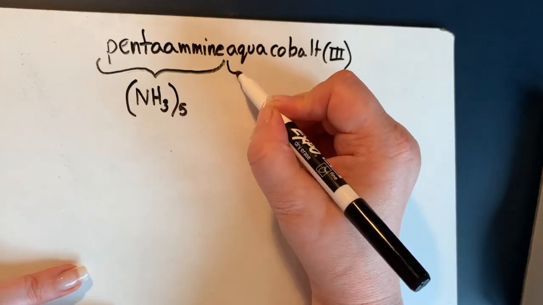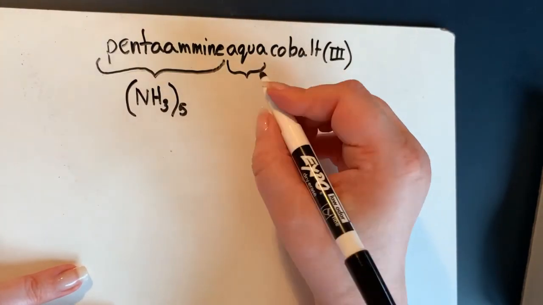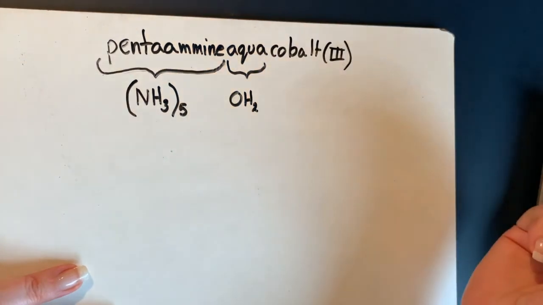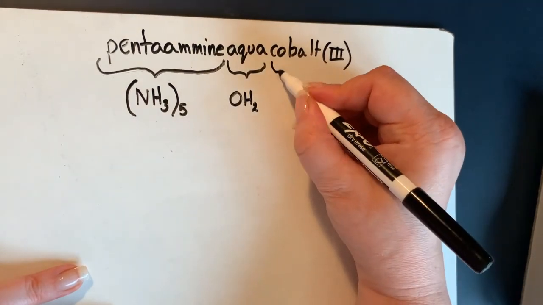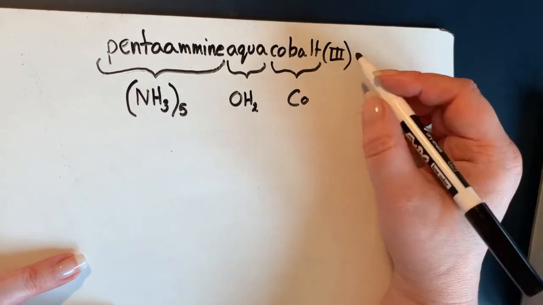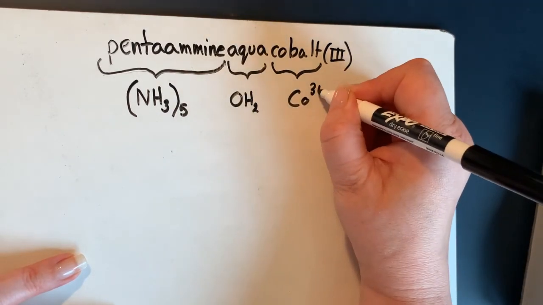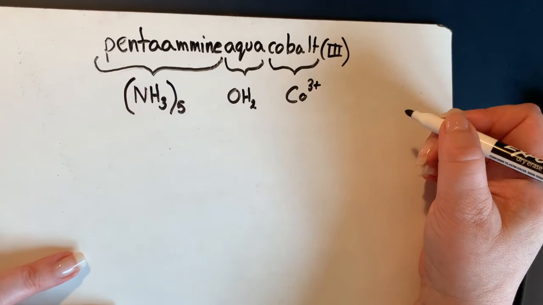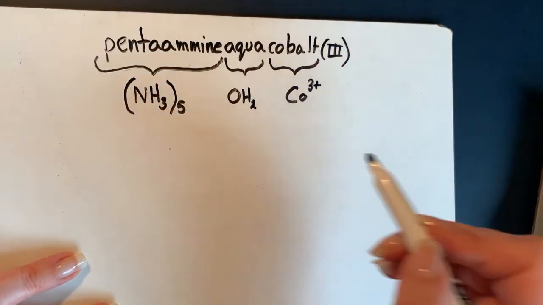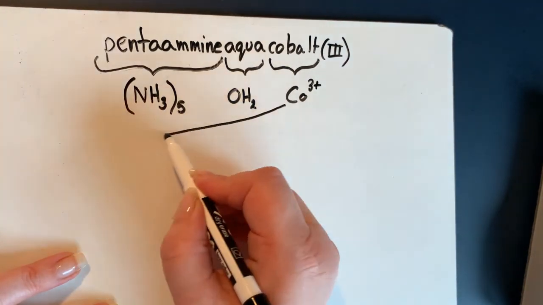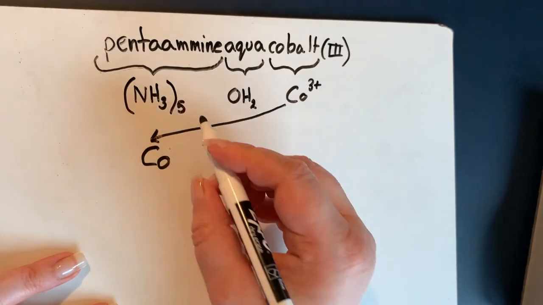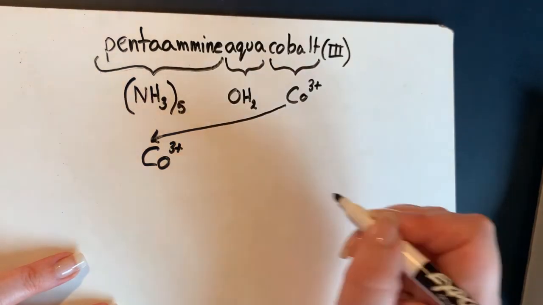We've got an aqua, so we've got a water, but remember that goes in the other way round, so that's OH2. We've got the cobalt. Because it's 3, the cobalt has a 3+ charge. The order that these would go in the formula is the cobalt goes first. So we'll keep that 3+ in for now.